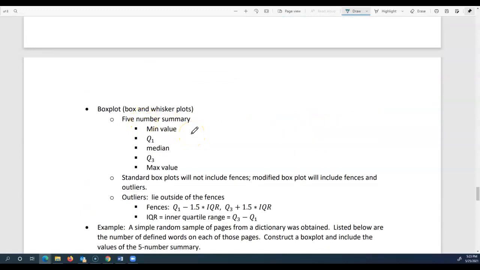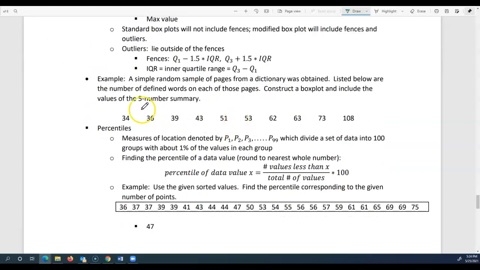So suppose we want to create a box and whisker plot. We take our data set and we find something called the 5-number summary. The 5-number summary consists of the smallest value, the biggest value, and then all 3 of the quartiles. So let's look at an example. Let's say we have this data set and we want to construct a box plot here.